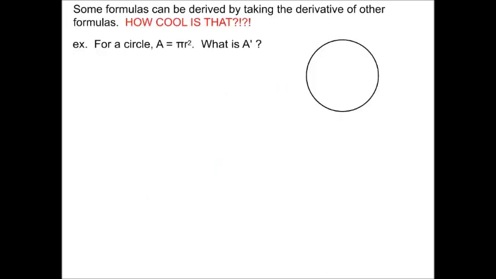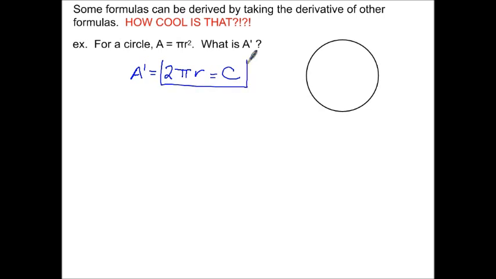Alright, just in case you didn't get the hint from what I said in the last slide, some formulas are derived by taking the derivative of other formulas, and I just think that's totally super cool. For example, let's take another one. For a circle, area equals pi r squared. Well, what's a prime? Alright, well, there's a prime, so the derivative of area, well, taking the derivative of this should be pretty quick. Again, pi is of course a constant, so I just bring the 2 out in front, multiply it by pi, and get 2 pi, and then my r squared drops by 1, becomes an r. Well, hopefully, very, very quickly, you recognize that as circumference.